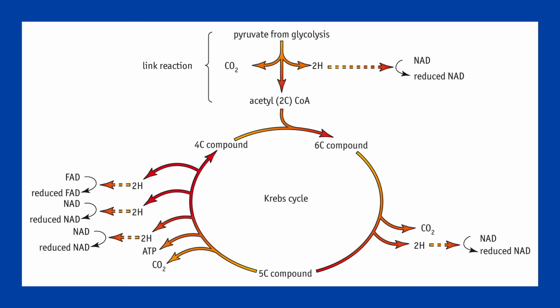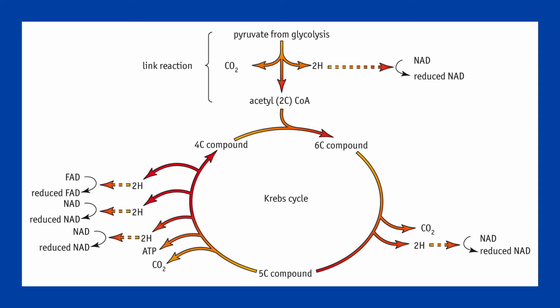This 5-carbon molecule is again decarboxylated and dehydrogenated, producing a 4-carbon molecule. Here, 1 molecule of CO2 is removed, NAD is reduced, and ATP is produced from ADP and an inorganic phosphate group by substrate level phosphorylation. This 4-carbon molecule is then dehydrogenated again to produce another molecule of reduced NAD, and FAD is also reduced to FADH2. No decarboxylation takes place. These reactions regenerate oxaloacetate, which allows the cycle to continue again.